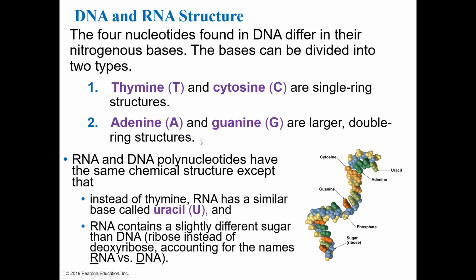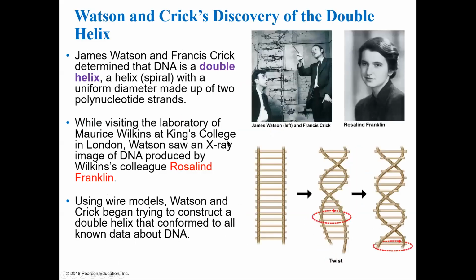However, the bonding structure still remains very similar. So we know that A bonds to T, and T bonds to A in DNA. C bonds to G, G bonds to C in DNA. But in RNA, it's a little bit different. Instead of having a T, you have a U. Therefore, U bonds to A, and A bonds to U. But still, in RNA, C still bonds to G. So we'll go over that a couple of times during this lecture because it can get a little confusing.